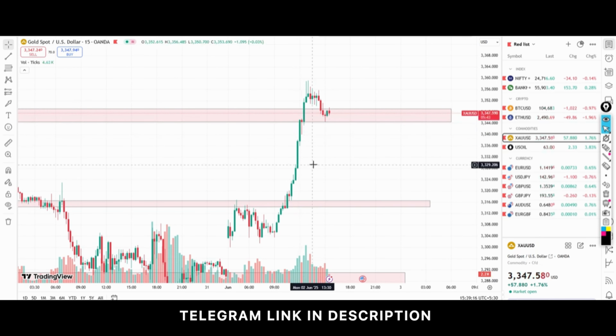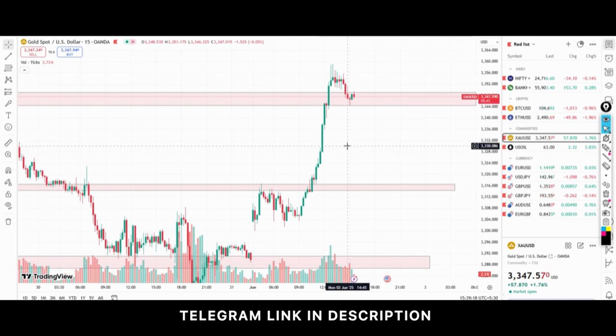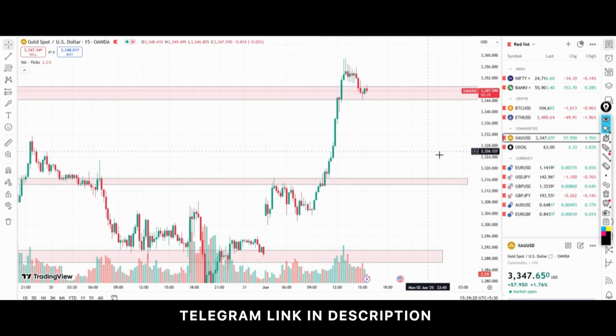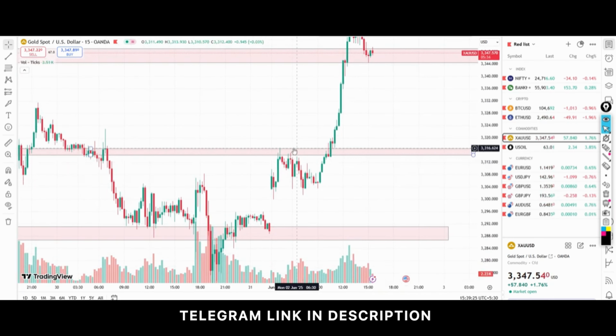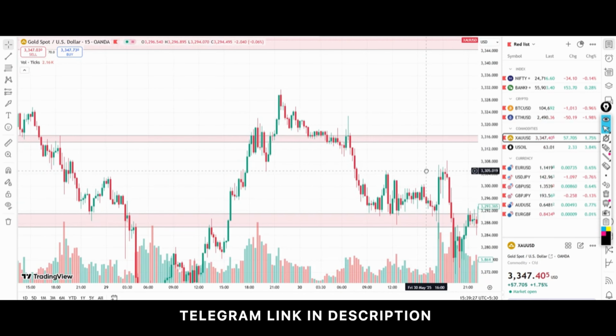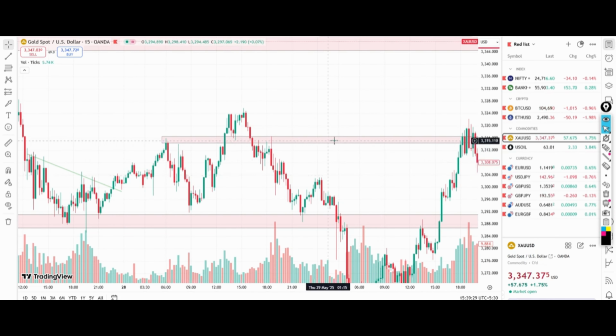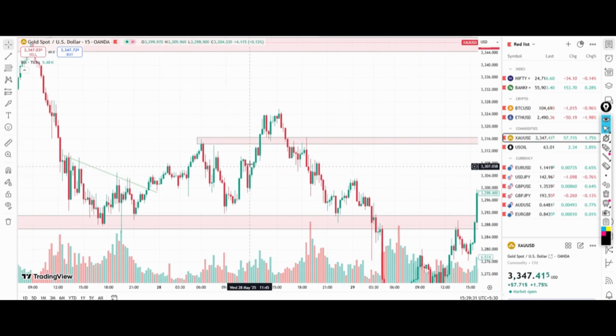So, what's happening here? As we can see, there's a resistance zone in place. This resistance zone initially gets broken, but that breakout fails. It turns out to be a fake breakout. Buyers get trapped at that point. Later, we see another fake breakout at the same level. But finally, we do get a real breakout from that very zone.